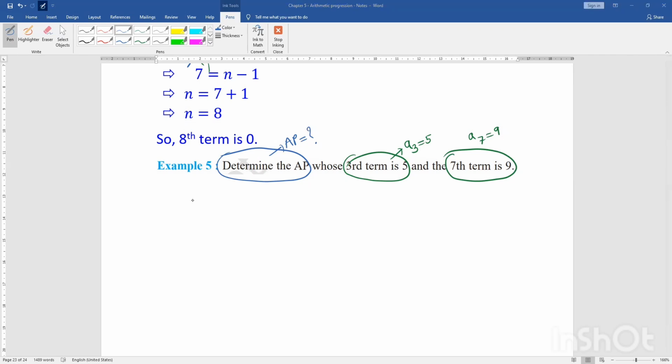Okay, children, so let us write here. What is given? A3 is 5, and A7 is 9.